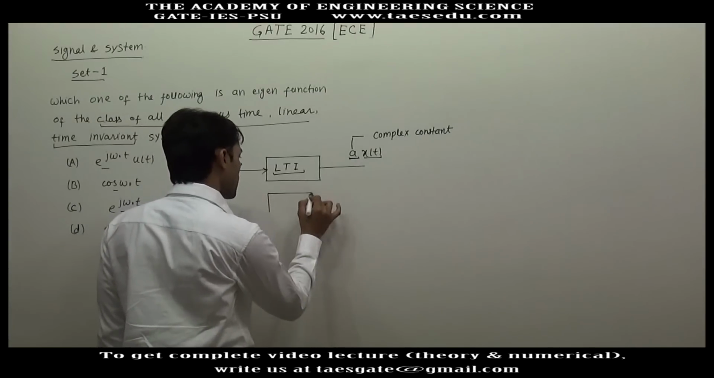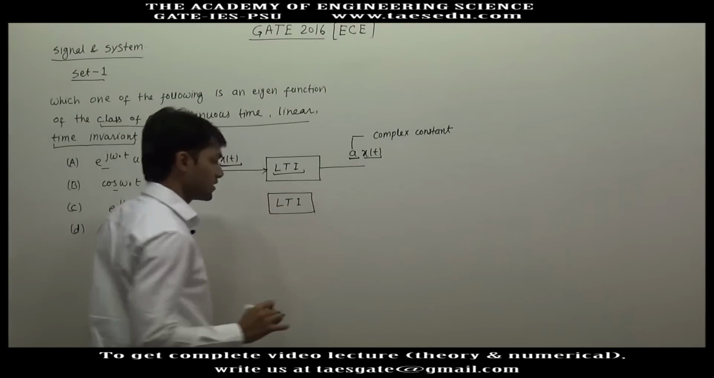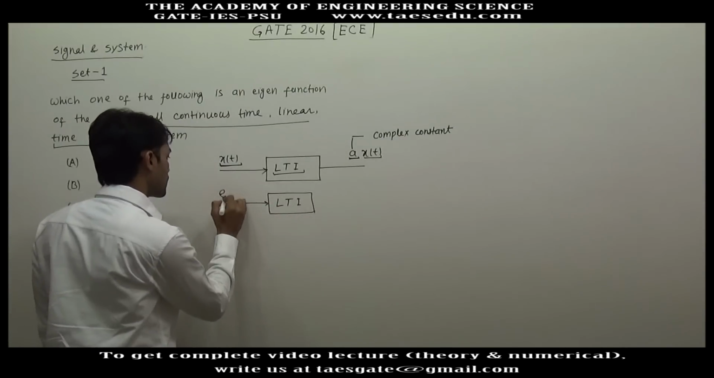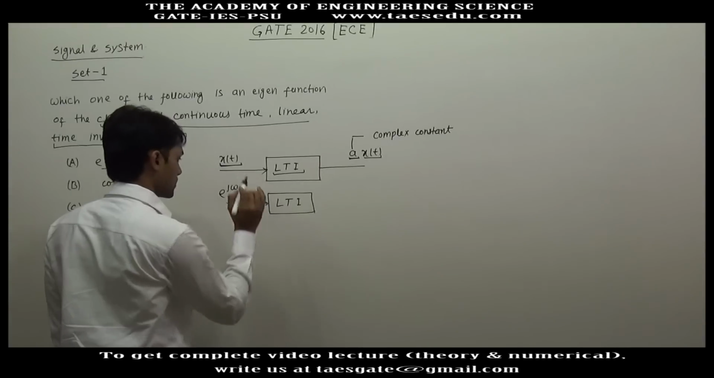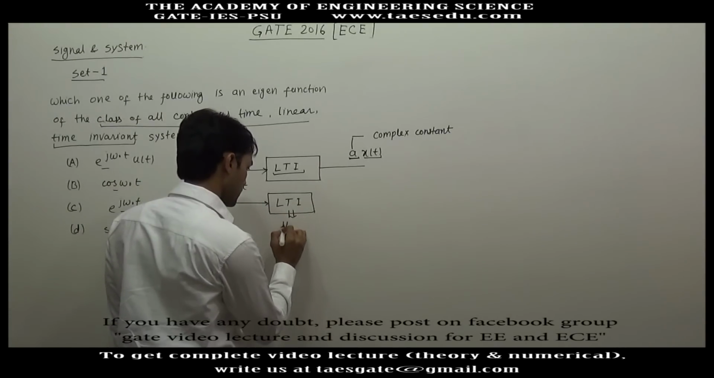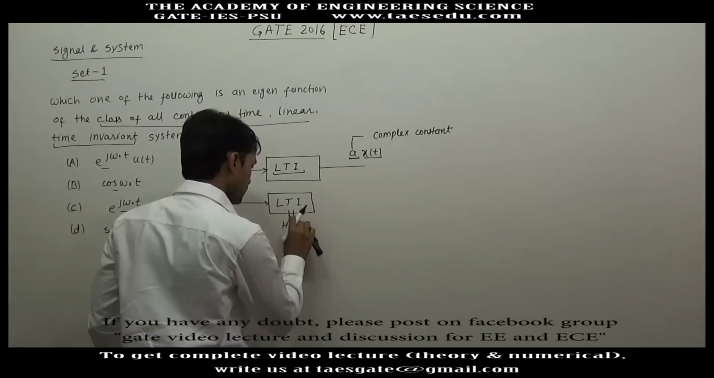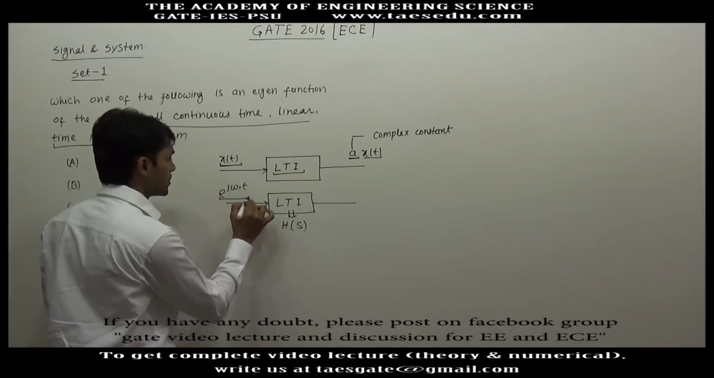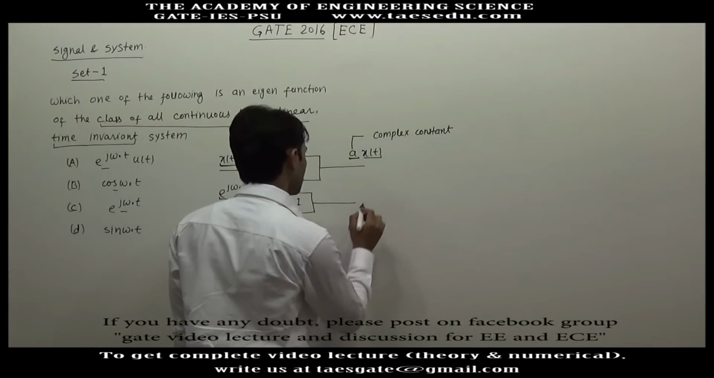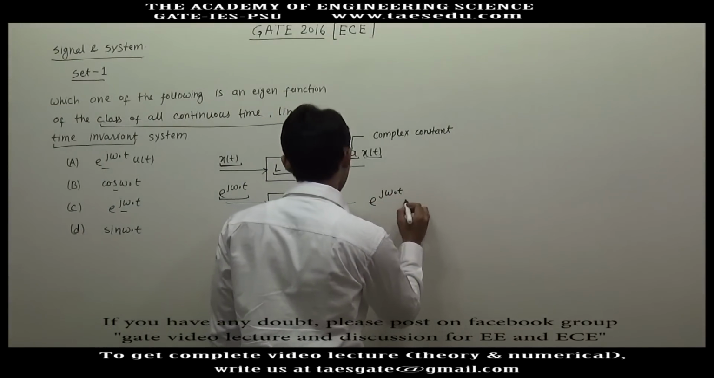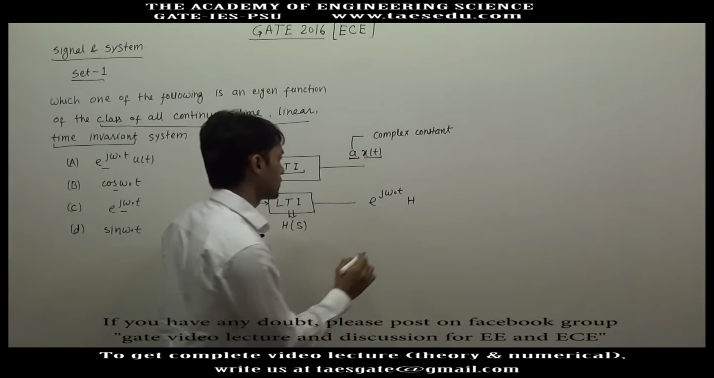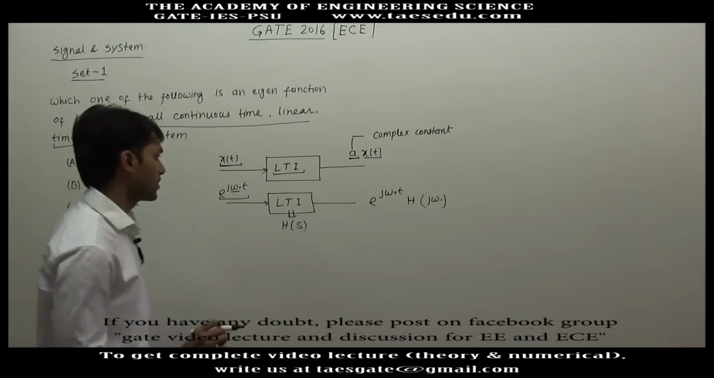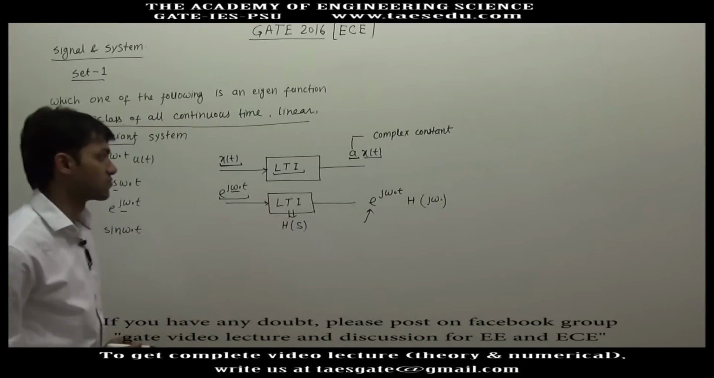For an LTI system, we have already studied in system response that if you give e to the power j omega naught t to this system, and let's say its transfer function is H(s), the Laplace transform of the impulse response, the output will be e to the power j omega naught t times the value of this transfer function at frequency omega naught, that is H(j omega naught). I have already proved this in the lecture on system response.